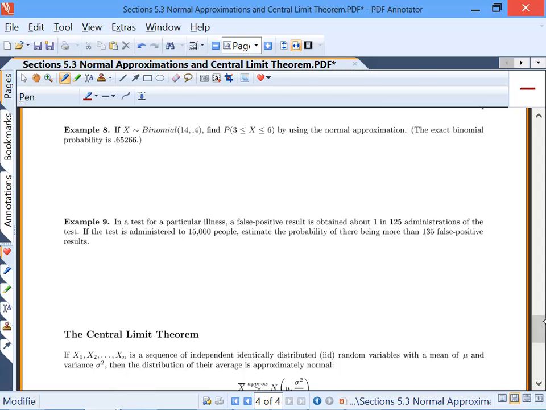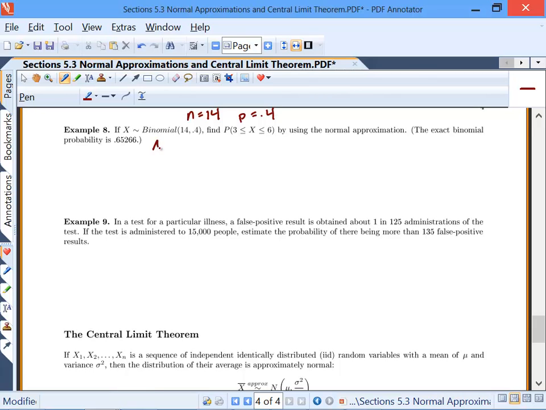Let's actually try it. For example A, if x has a binomial distribution with n equals 14 and p equals 0.4, we want to find the probability that x is between 3 and 6 by using the normal approximation. The exact binomial probability, if you actually use the binomial formula, will be 0.65266. So we want to see how close we can get using the normal approximation.